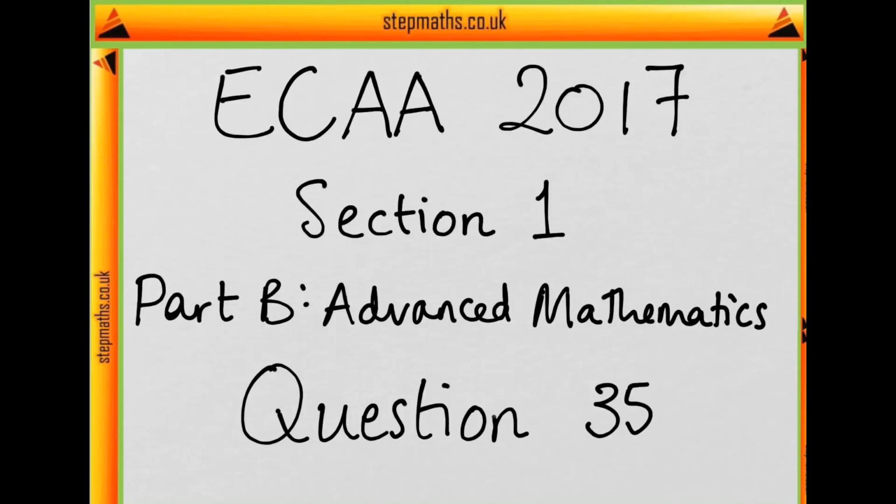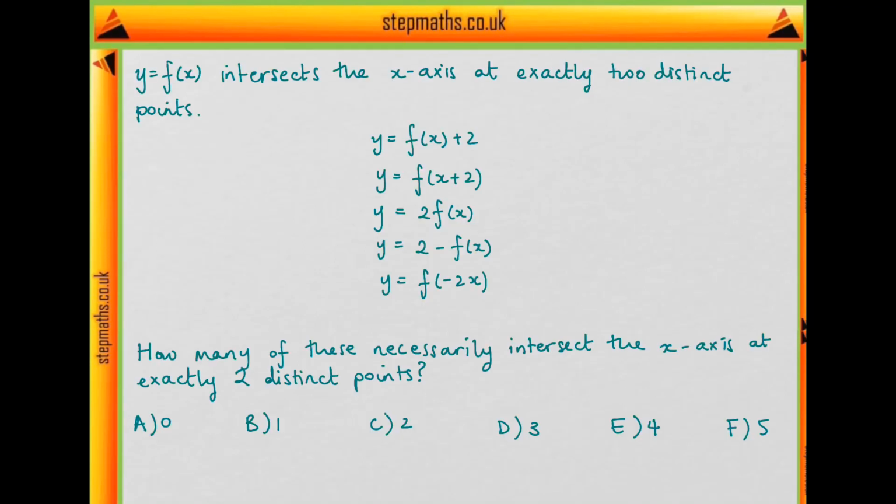Hello, this is ECAA 2017 question 35. In this question we're told that the graph of y equals f(x) intersects the x-axis at exactly two distinct points, and we're told to consider the following graphs. They ask how many of these necessarily intersect the x-axis at exactly two distinct points.